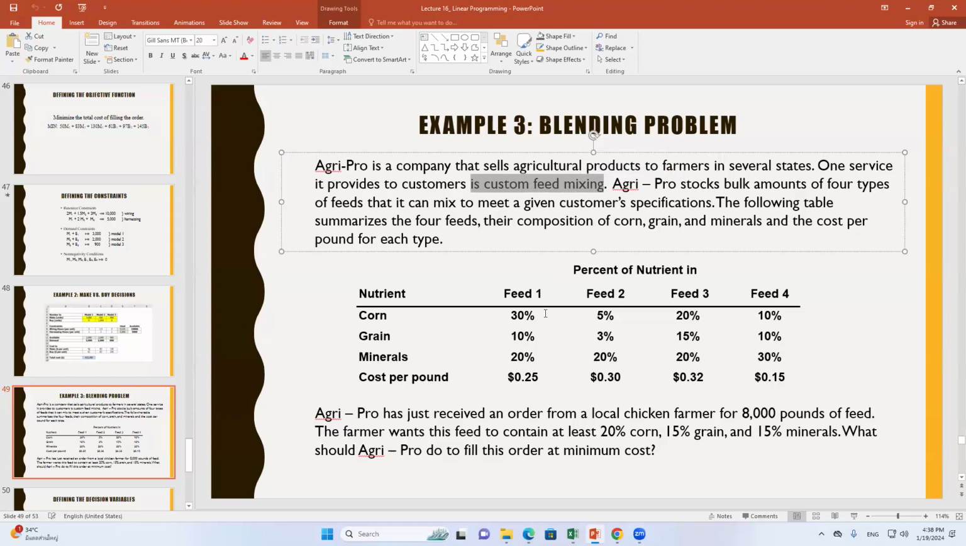We have 4 types of feed: feed 1, feed 2, feed 3, feed 4. Each feed may have components of corn, grain, and mineral. We have these 3 components mixed together for the feed. Again, feed is the food for the animal, right? Each feed has a different composition of corn, grain, and mineral, and also some cost per pound of the product.